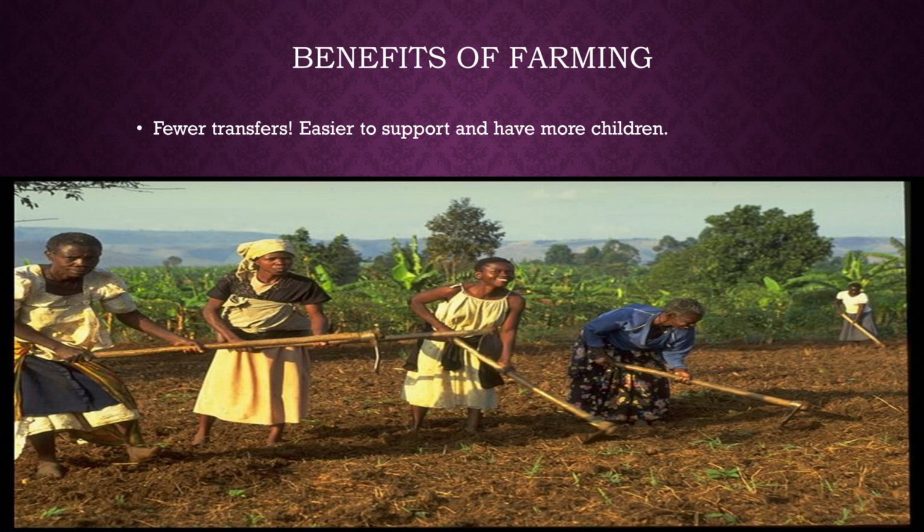So we don't really know for sure how people went from hunters and gatherers to farmers, but certain theories are more possible than others. But we can see certain benefits of farming. There were now fewer transfers than ever before. You could stay in one place. And it was easier to support and have more children.